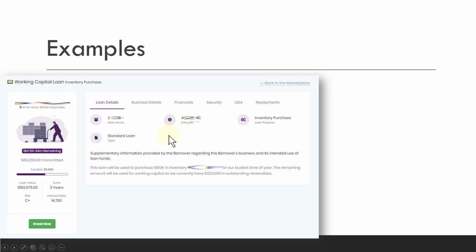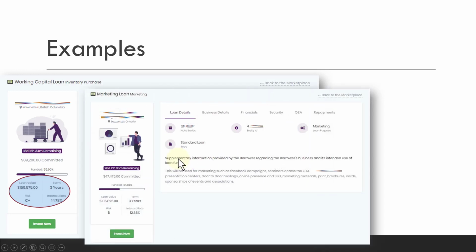And you can see down at the bottom left that what they're offering here is a 3-year term, 14, nearly 15% interest. And that's because they were graded as a C plus risk. And they're, in this case, trying to collect about $160,000. You can see in the middle what they want to use it for is inventory.